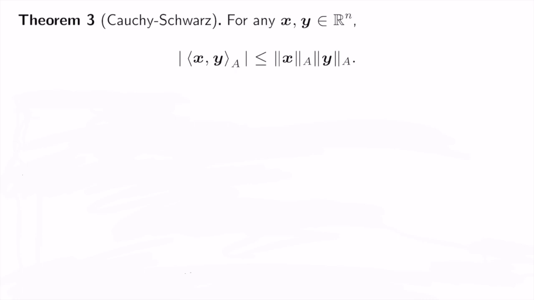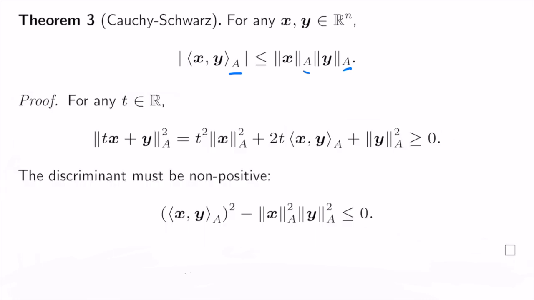The next theorem is the very familiar Cauchy-Schwarz inequality, but in this case for the positive definite inner product and the norm. The proof of this is exactly the same as before, because in order to prove this inequality, we didn't need any specific details about the definition of the inner product. All we needed was the basic properties of the inner product, which we proved in theorem 1. So the proof is exactly the same as before.